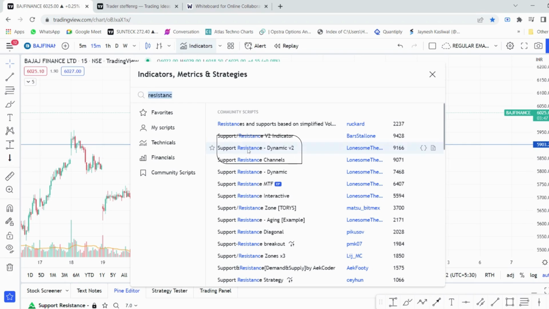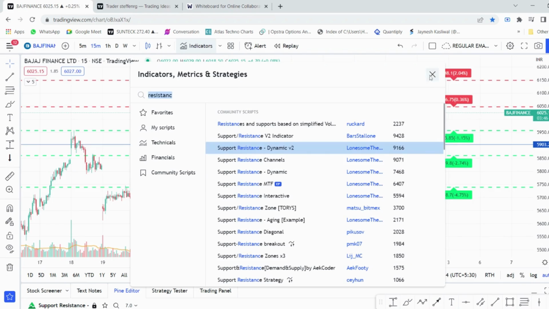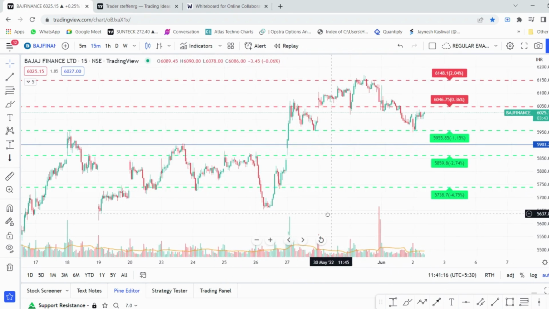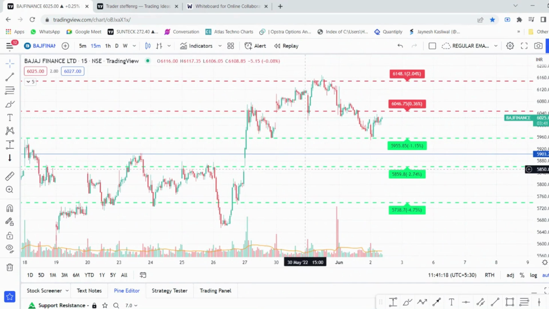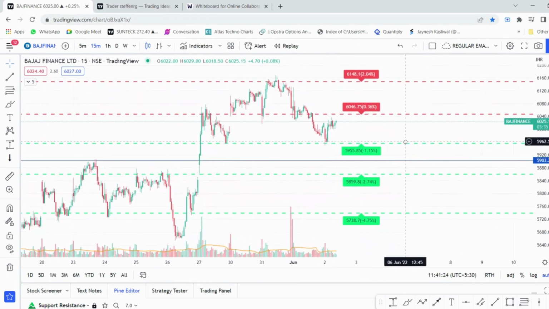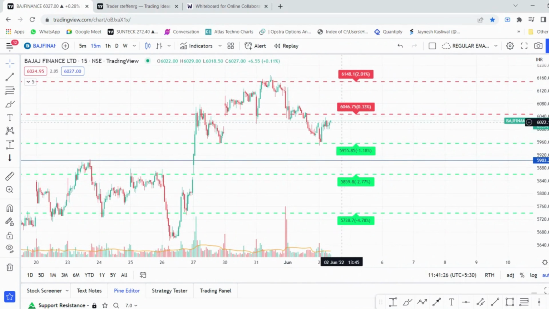So if we click on that, the support and resistance get plotted automatically in green and red color. So the red line is known as the resistance line and the green line is known as the support line. So here, if you look at the chart, you can see that the resistance line is mentioned with the price levels and how much percentage is the resistance line above the current market price, and how much below the support line is from the current market price.